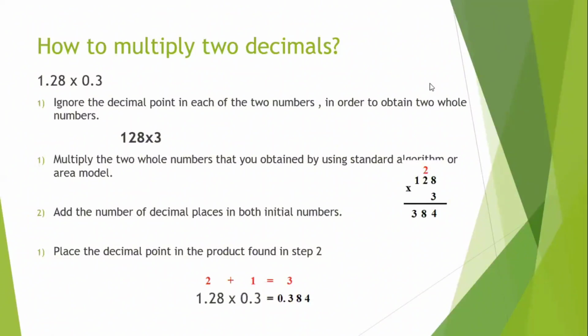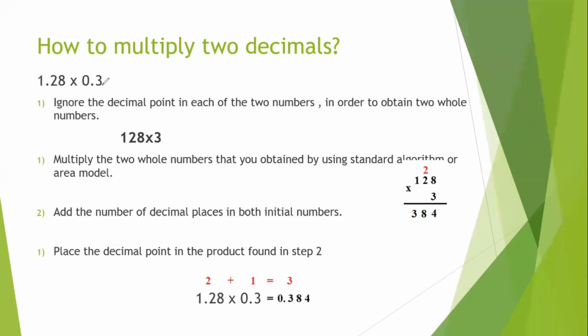How to multiply 2 decimals? We talked before about how to multiply a number by a 1-digit whole number or by a 2-digit whole number. Now, how can we multiply a decimal number by another decimal number? For example, 1.28 times by 0.3.